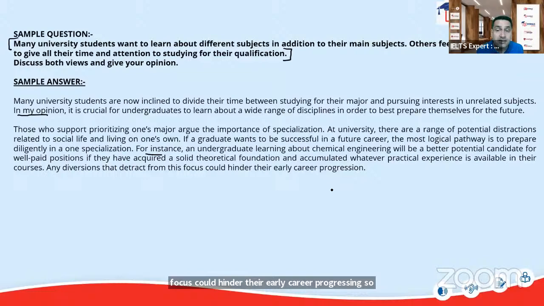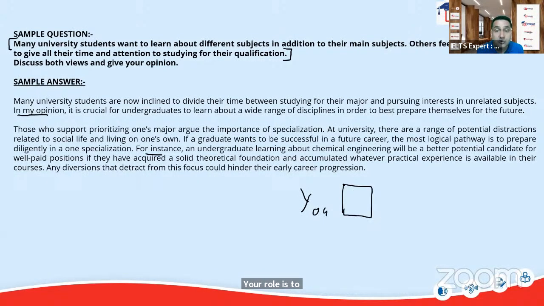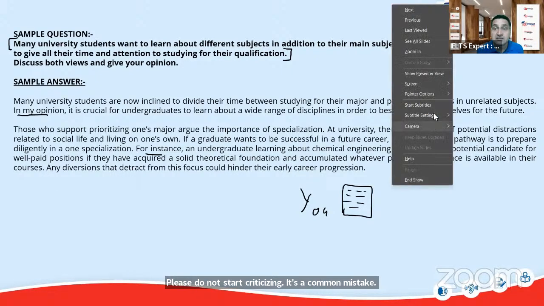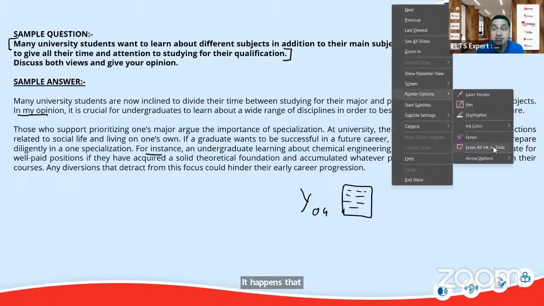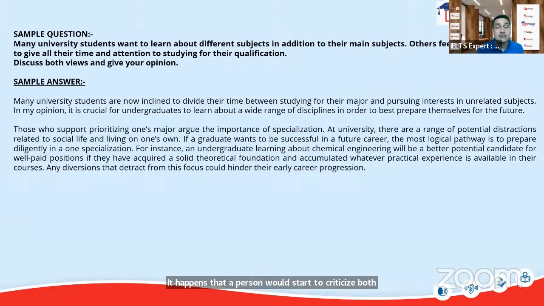So your role is to write view 1 on your answer sheet or in your body paragraph 1. So you are basically taking notes from the view 1. Please do not start criticizing. It's a common mistake that a person would start to criticize both these viewpoints, but the task is to discuss both sides and give your opinion.